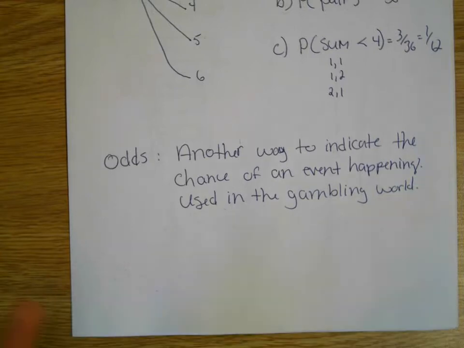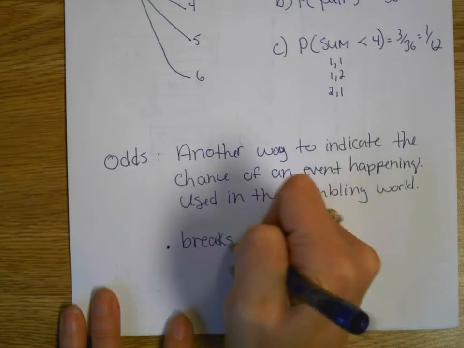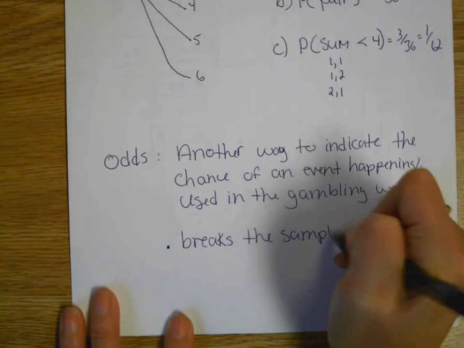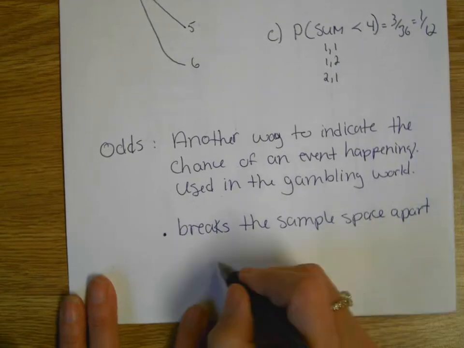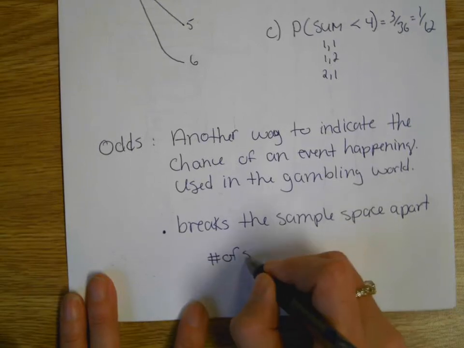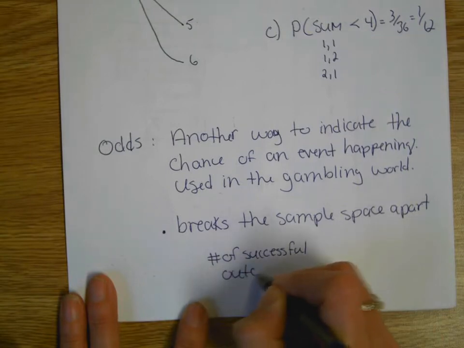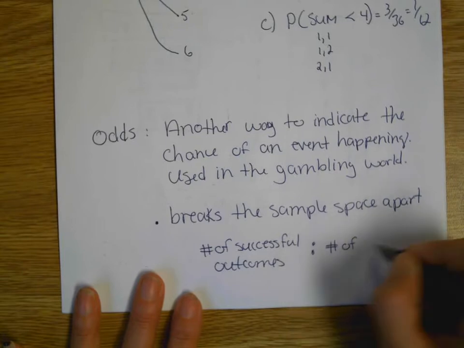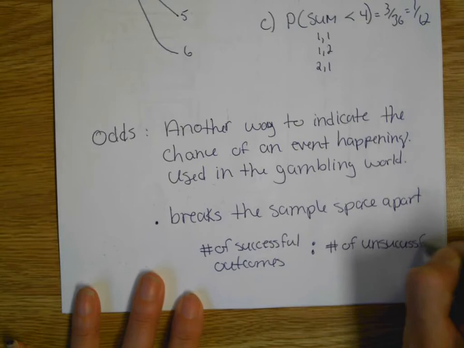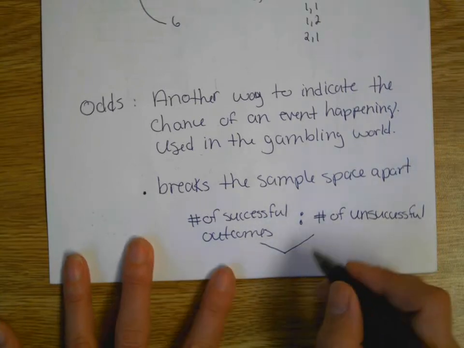Okay, what odds does is it breaks up the sample space. With probability, we always compare to the total sample space. Odds breaks that sample space apart into the number of successful outcomes, winning outcomes, and it's usually written as a ratio, compared to the number of unsuccessful outcomes. So when you add these two numbers together, that's going to give you your sample space.